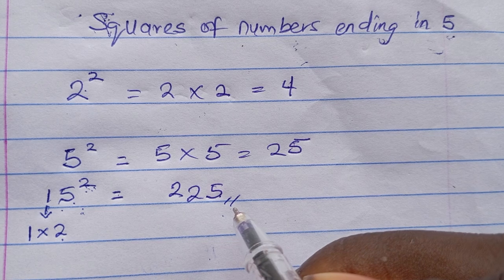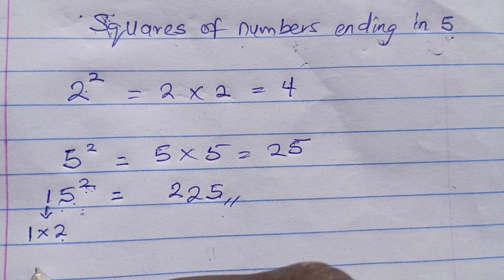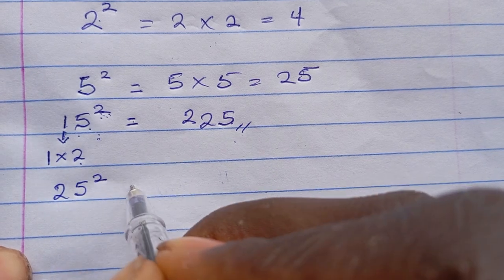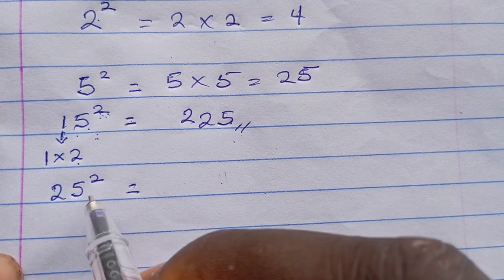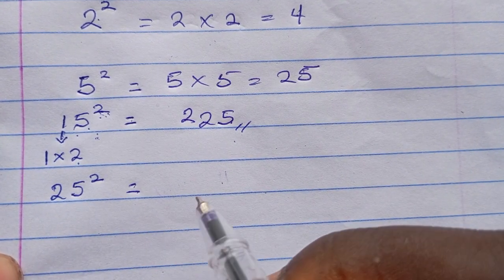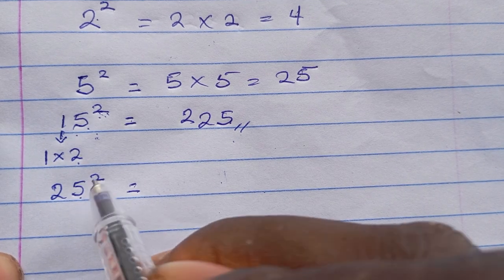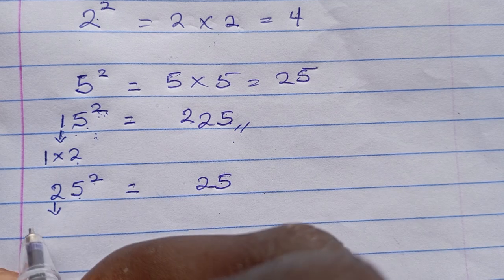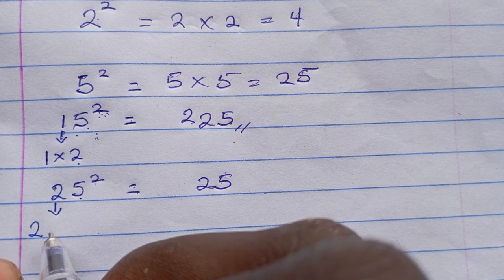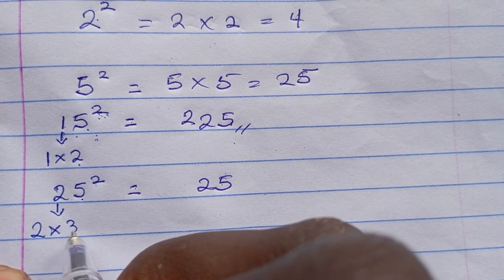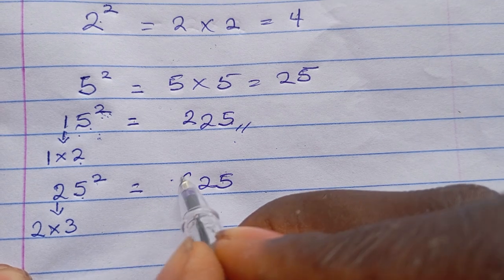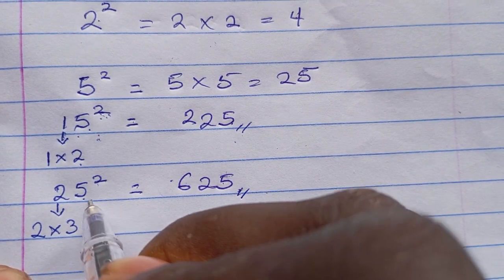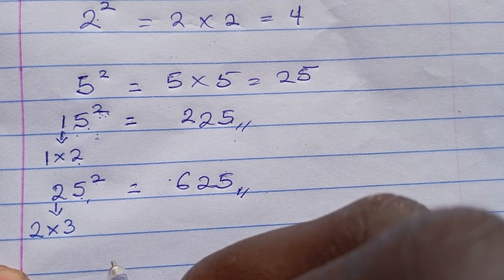Okay, let's see how it works for another number. Let's say 25, for instance. We have 25 squared. So if you follow that same logic, remember I said it will always end in 25. So pick 5, square it, you're going to have 25. Okay, pick 2 and multiply by the number following 2, which is 3. So 2 times 3 is equal to what? 6. So you have 625 as the square of 25. I think this is very easy without using a calculator.